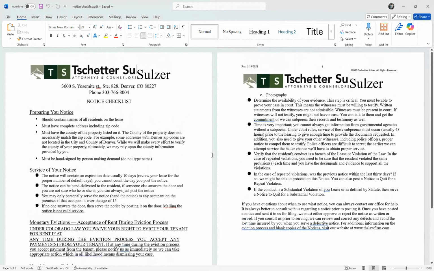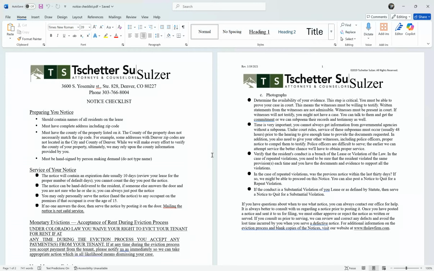Okay, now the last form that I'm going to go over is the notice checklist, and this is for the pay or quit. Preparing the notice. It should contain names of all residents on the lease. We just started putting the kids' names on the lease as kids, so I guess we're going to have to put that on there as well. It's a question I may want to ask the attorney, but it's better to have more information than less.